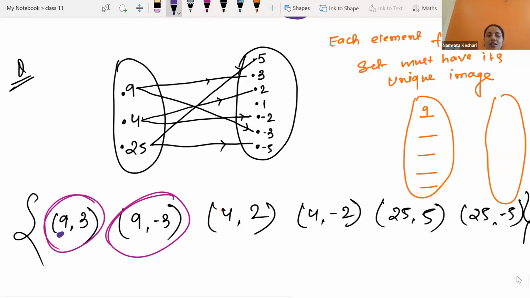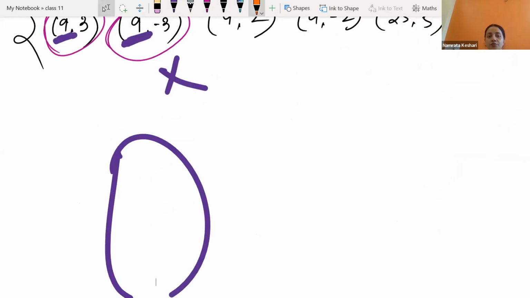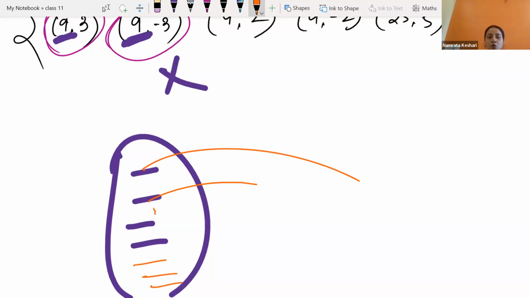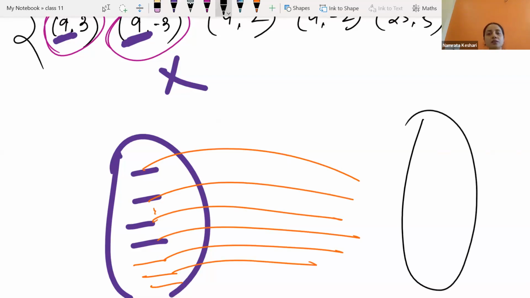It must not have the same first element. If the ordered pairs are different and the first element is matching, this is not allowed in a function. Again, listen to me carefully. Rule number 1 says that each and every element, even if 10 elements or 5 elements are there, all will have its image. If any one of them doesn't have its image, then it is not a function. So all must have its image. And rule number 2 says that you can understand it like this, let me give you one example.